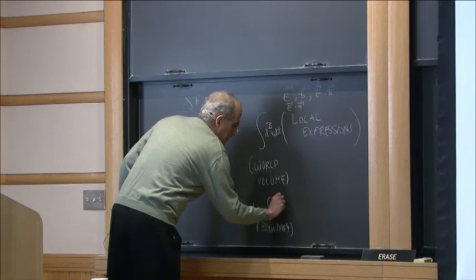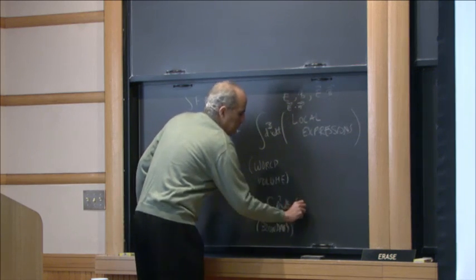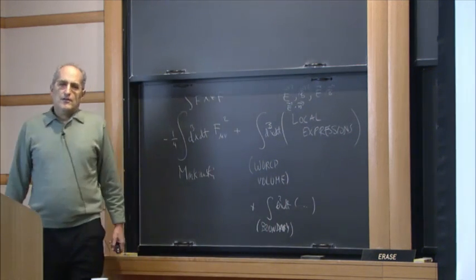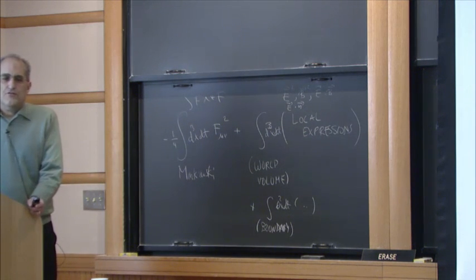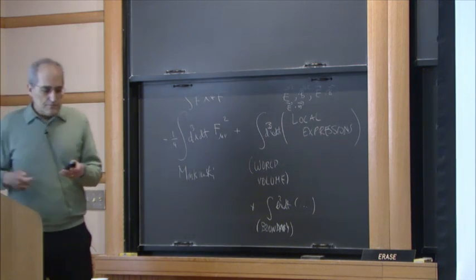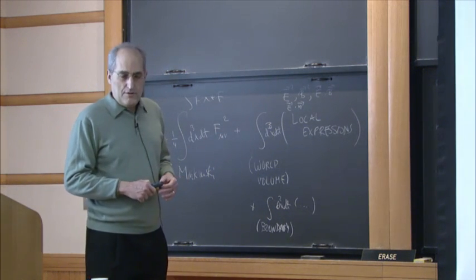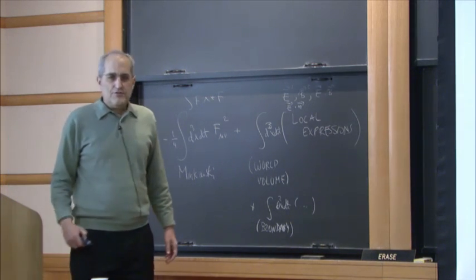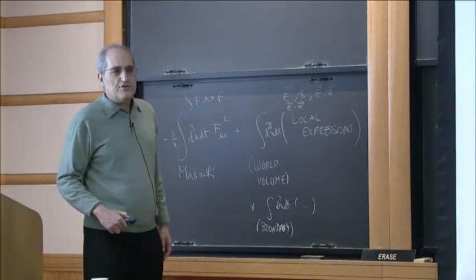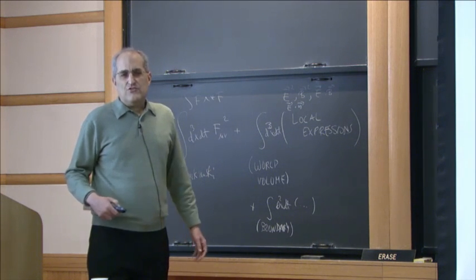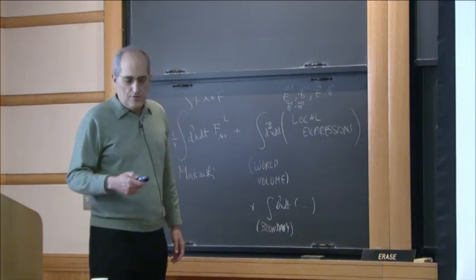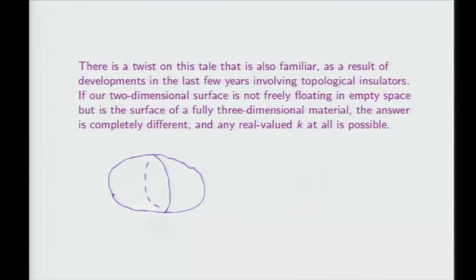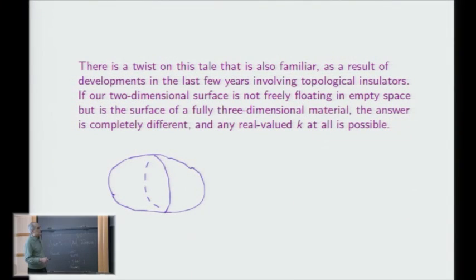And now the boundary is, again, a three-manifold. So you think that the Chern-Simons function of the gauge field in the three-manifold can contribute. And it can. So here again, this object is fixed. Yes. I mean, for our purposes, yes. So we're scattering light from it or something, but it's much too heavy to move as a result of the interaction with the light waves. So if our two-dimensional surface is not freely floating in empty space, but is the surface of a fully three-dimensional material, any real valued k at all is possible.